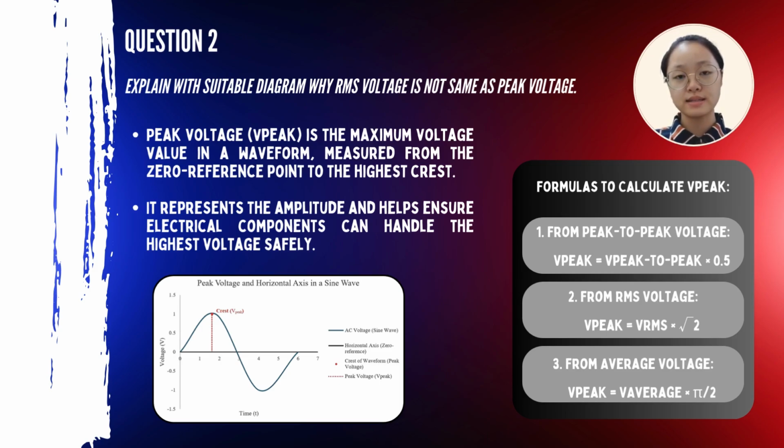As we can see in the sine wave diagram on our slide, the peak voltage is at the highest point of the wave. To calculate the peak voltage, we can use these three formulas. First, peak-to-peak voltage divided by 2. Second, RMS voltage multiplied by square root 2, and third, average voltage multiplied by pi per 2.